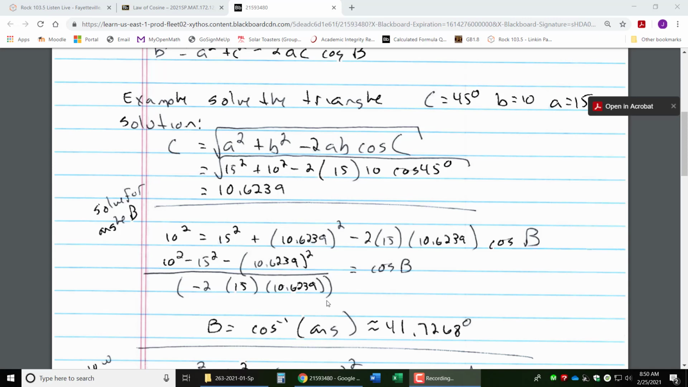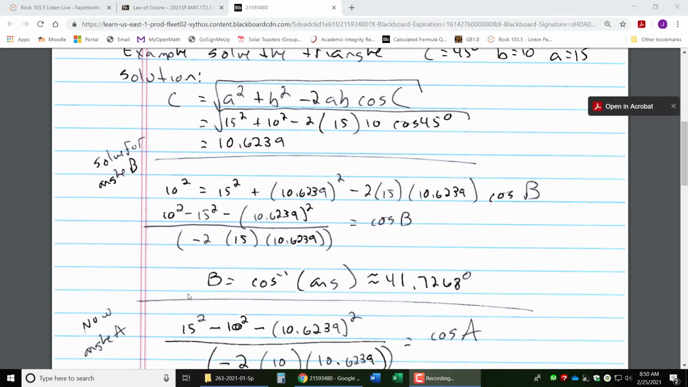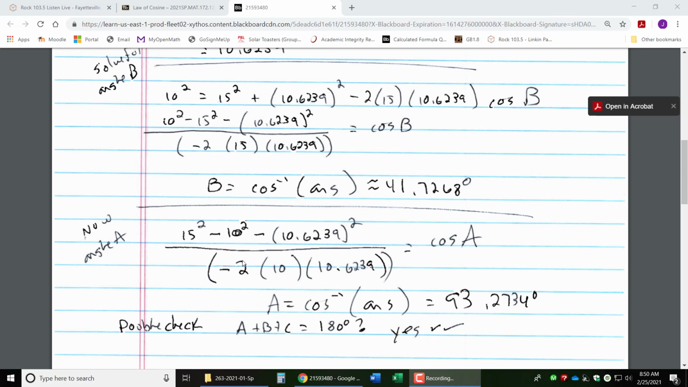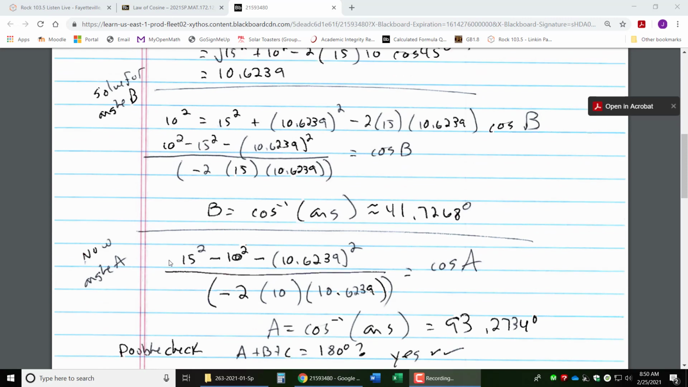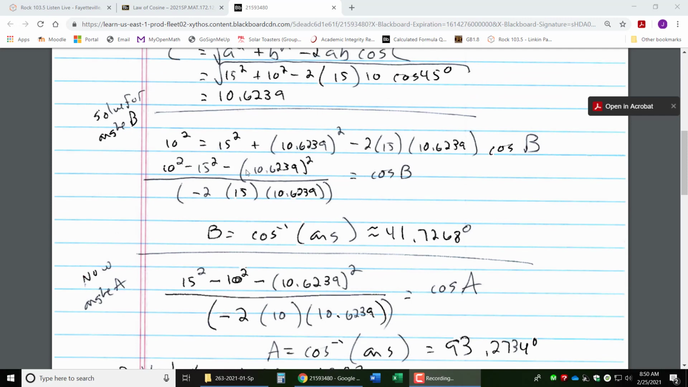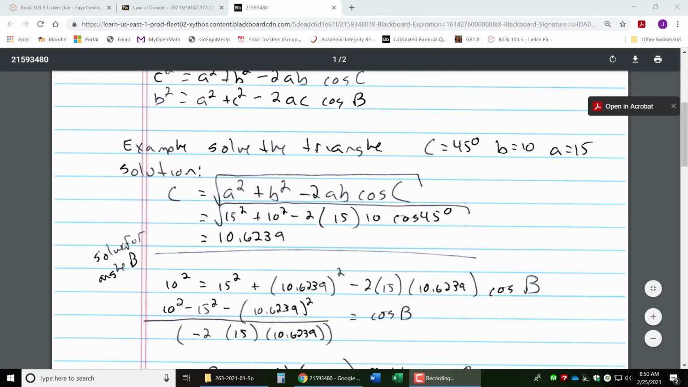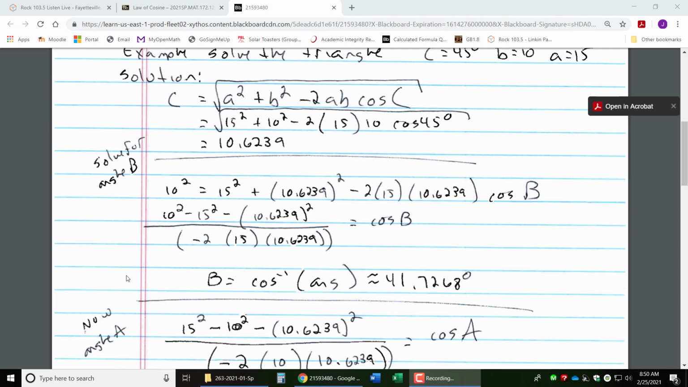When you go to the calculator, you'll do 10 squared minus 15 squared minus 10.6239 squared, and you could hit enter. And when you hit the divide by, you have to put that open parentheses. If you forget that open parentheses, you're going to get it wrong. You might not know you got it wrong. And then you might make a mistake in the third part if you ignore my instructions I'm about to give you. All right, so once you have that fraction typed in, you see the cosine inverse with whatever the answer is on your calculator.